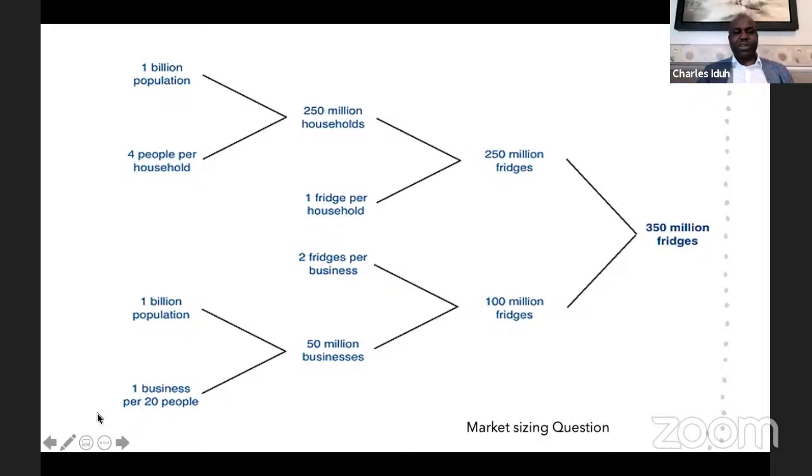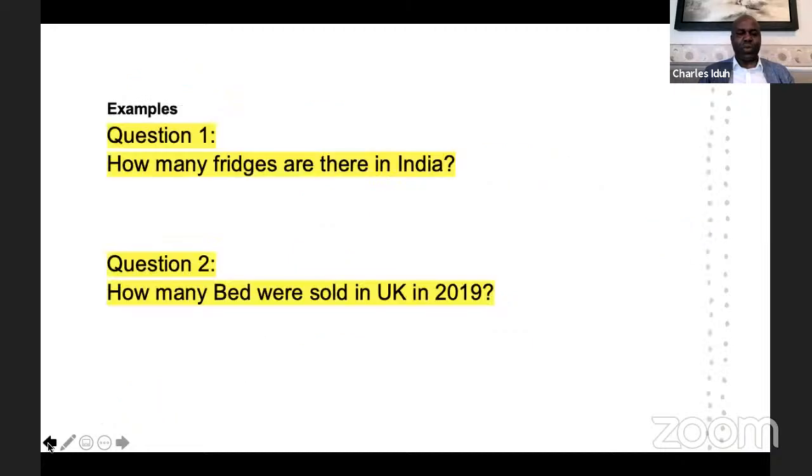All right. So I'm going to give us 1 minute to look at this, and I'm going to take 1 or 2 people. How many beds were sold in the UK in 2019? I'll give you 1 minute. I'm going to take 1 person or 2. Our time is up already. But let me see, from the way I've described how many fridges there are in India, is there a way you can come up with how many beds were sold in the UK in 2019? Remember, 2019 was pre-COVID. Okay, that means all things being equal, things were normal.